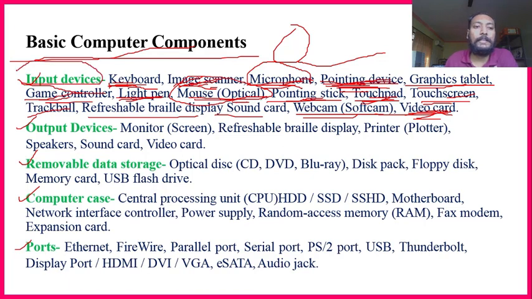Remember, input device. A question will be asked from this part, like which of these is an example of an input device, with A, B, C, D options. So you need to choose the option. You should be very clear with these things. From here only they will ask questions.